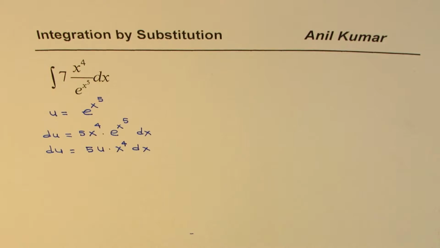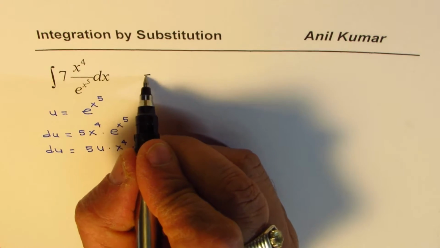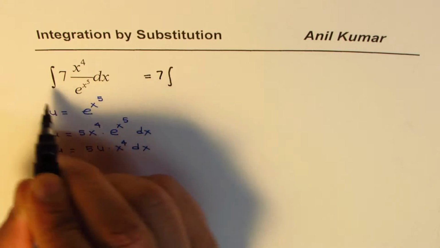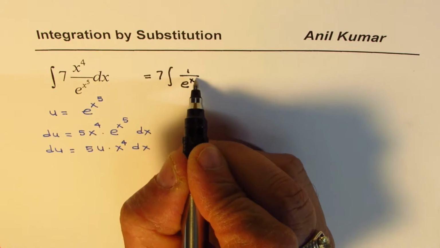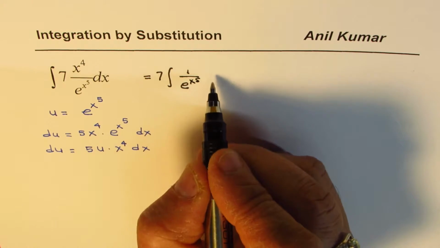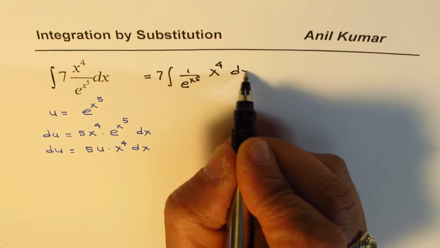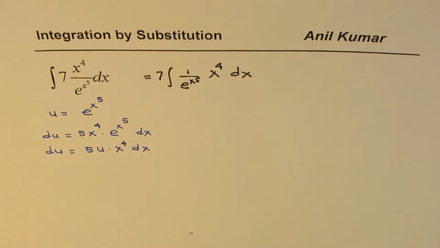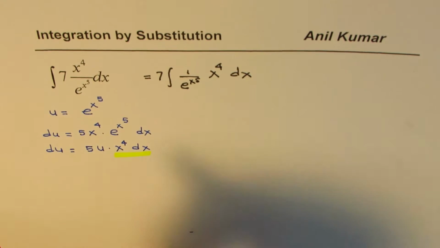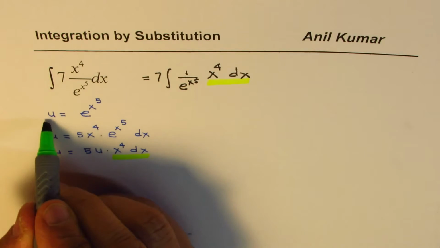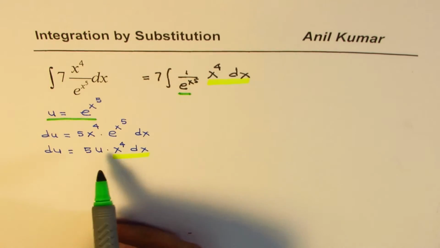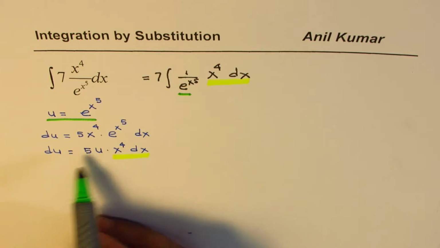Since they are very much a part of our integral, let me rewrite this integral to show you how we are developing the substitution. So we could write this integral as the integral of 7 outside, since this is a constant, 1 over e to the power of x to the power of 5, this is the exponent, x to the power of 4 dx. Do you see that? Now we have this part which could be substituted, and we have also found that u could replace that part. So we are left with just the numbers and u. So I think we are good to go.